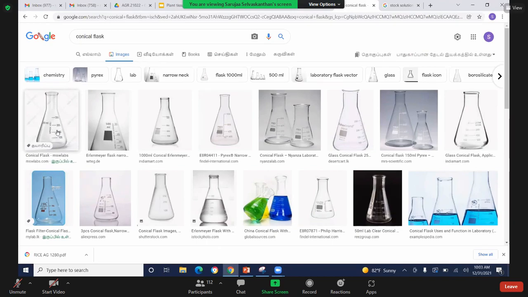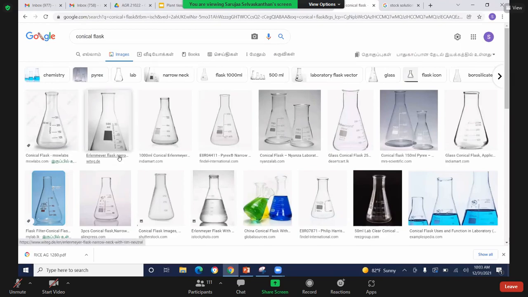We have to write it on the conical flask by using that marker, and then we have to mention the concentration. For example, 10 milligram per 100 milliliter, right? And then we have to put the date of preparation, right?